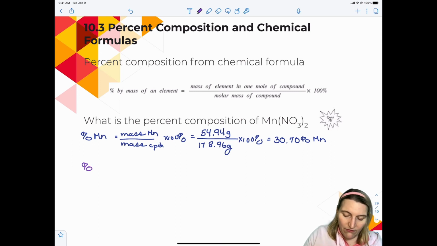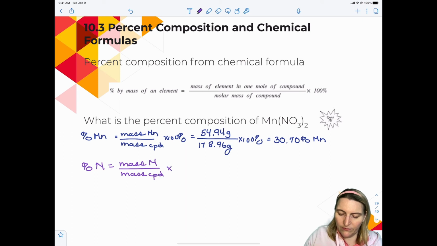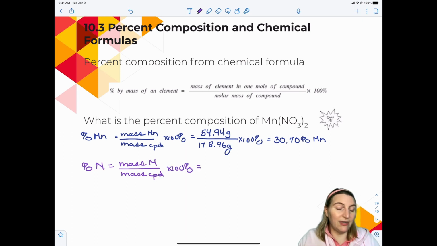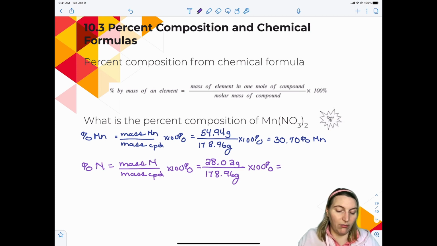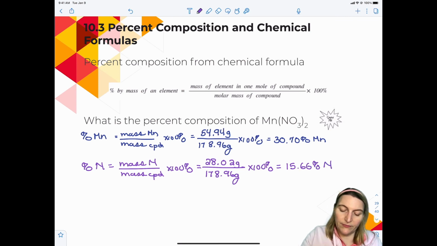So the percent of nitrogen, let's do that next. So what will that have to be? Well, of course, the mass of the nitrogen over the mass of the whole compound. Now, the mass of the nitrogen is the mass of the 2 nitrogen that are in there. So don't forget that. That's a common mistake. So, of course, it's going to be 28.02 grams of nitrogen and 178.96 grams of the whole compound. So once you figure that out once, it's nice you can just use it for the next few problems. And this will equal 15.66% nitrogen.